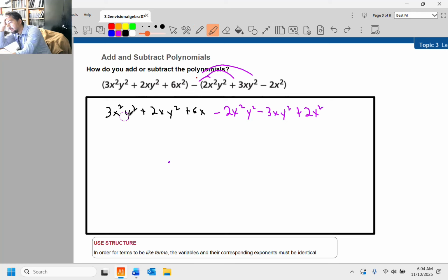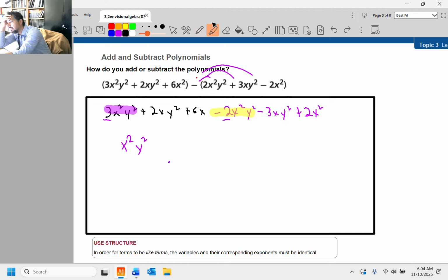Now, we're going to focus on these funny things first. Those are like terms. Probably shouldn't use purple on purple there. There we go. Those are like terms. I notice they both have an x squared, y squared, and all I'm going to do is focus on the number. 3 minus 2 is an understood 1, so there's an x squared, y squared.